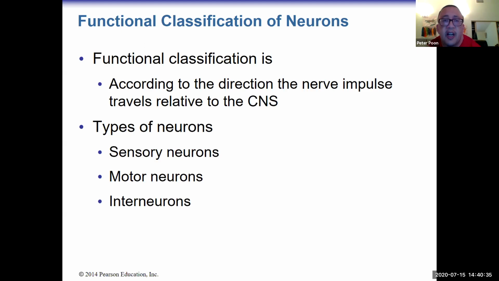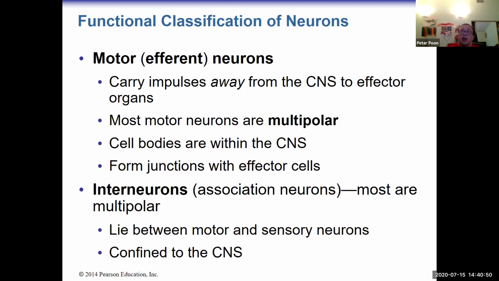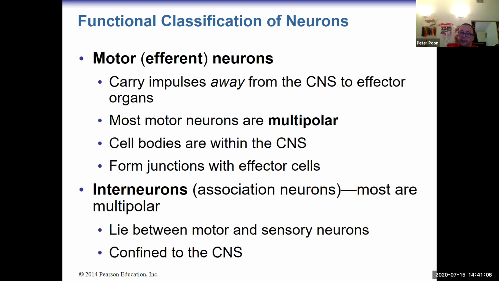The other classification of neurons is the type, what they do. Sensory neurons transmit information toward the CNS. Efferent neurons, or motor neurons, transmit information away from the CNS. Interneurons travel in between the sensory and the motor neurons, and they stay completely within the CNS.